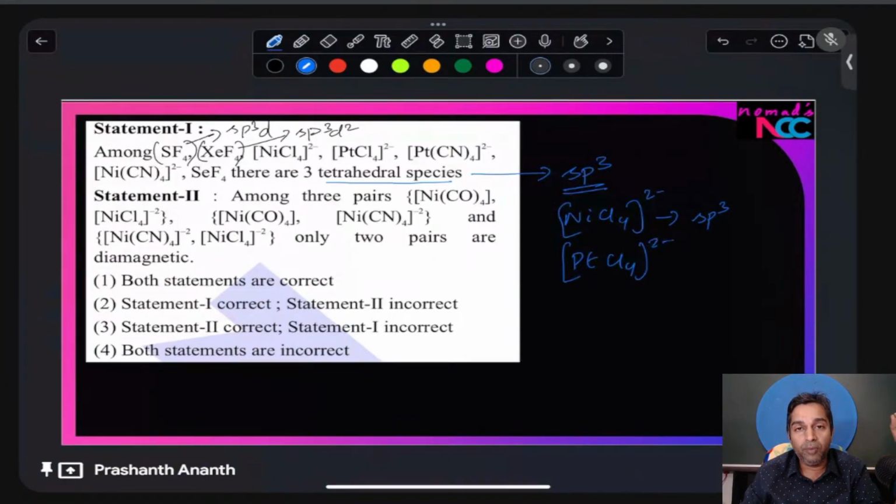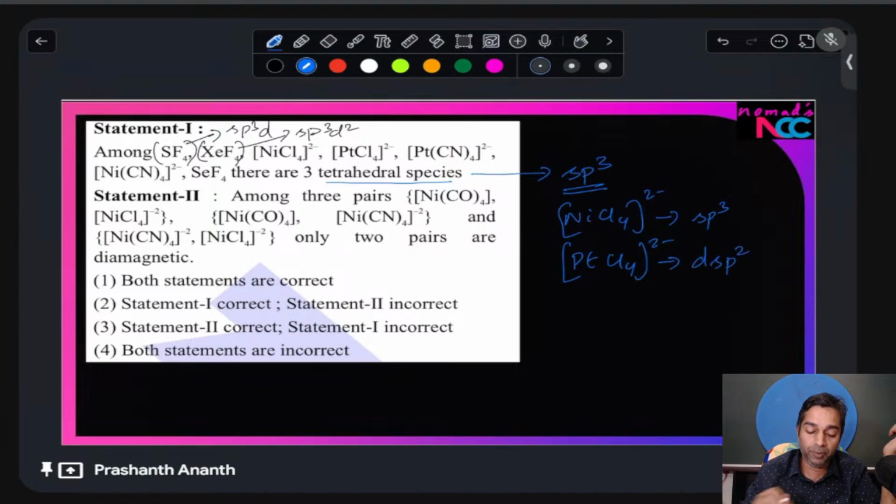All platinum 2+ complexes are going to be either square planar or octahedral. Octahedral in the sense that if they have a coordination number of 6, they are going to work out as octahedral. If they have a coordination number of 4, they are going to be square planar. So this is going to be a dsp2 type complex. It is not going to be sp3. So both this and Pt(CN)4 2- are going to be dsp2 in this case here.